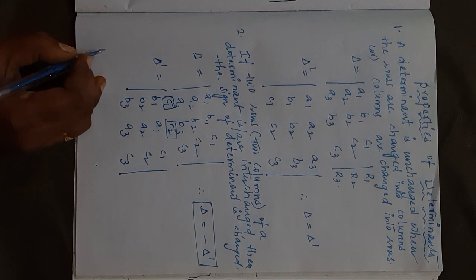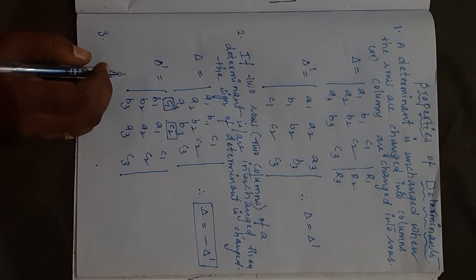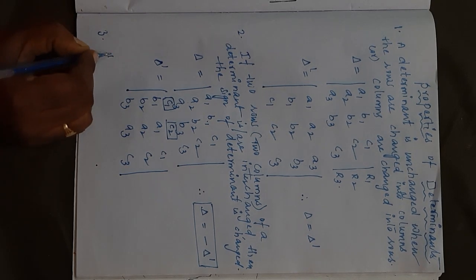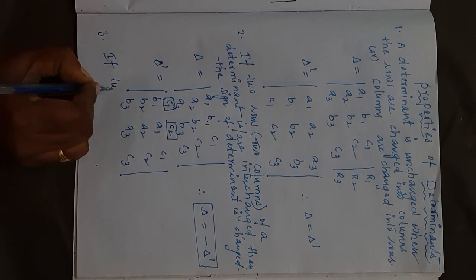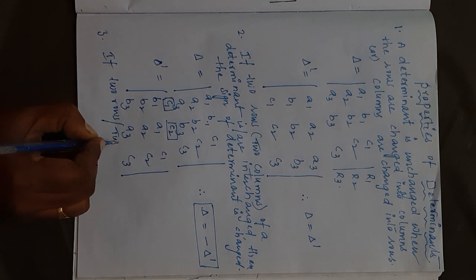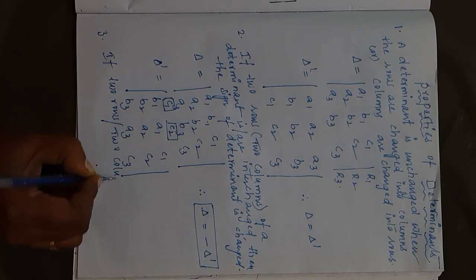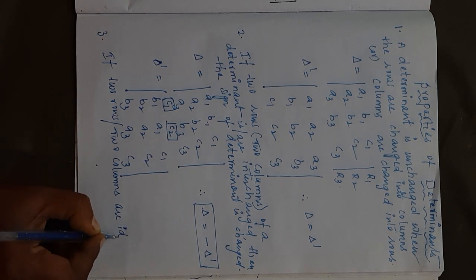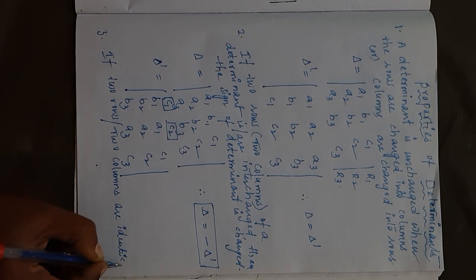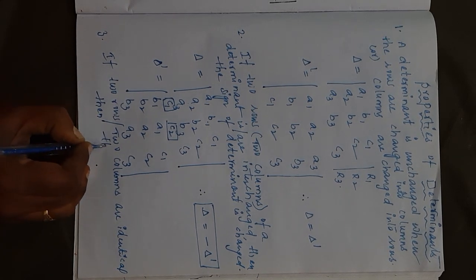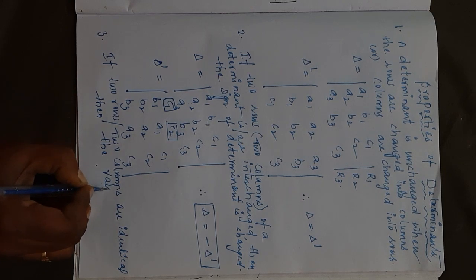Now the third property is: if two rows or two columns of a determinant are identical, then its value is 0. Identical means same. Then the value of the determinant is 0.